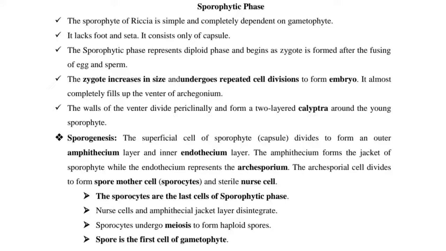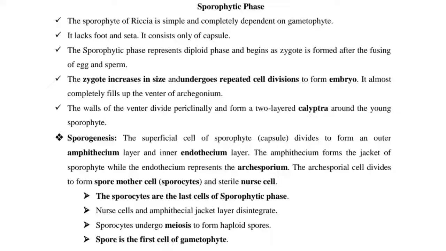Sporophytic phase. The sporophyte of Riccia is simple and completely dependent on the gametophyte. It lacks foot and seta. It consists only of a capsule. The sporophytic phase represents the diploid phase and begins as the zygote is formed after the fusing of egg and sperm. The zygote increases in size and undergoes repeated cell divisions to form an embryo. It almost completely fills up the venter of the archegonium. The walls of the venter divide periclinally and form a two-layered calyptra around the young sporophyte.